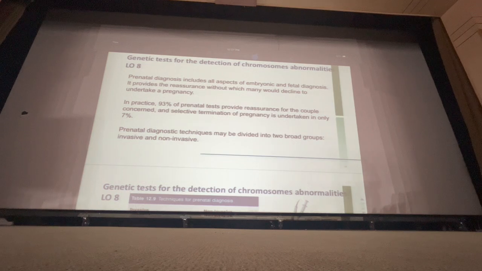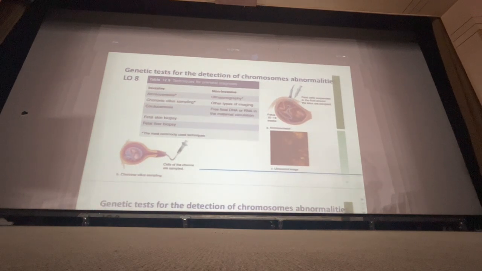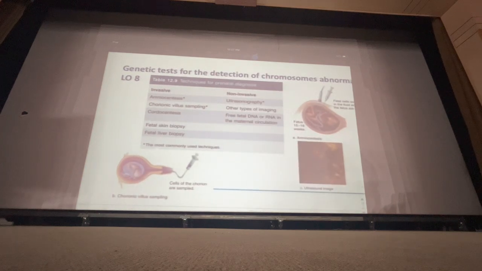So these are the genetic tests, which can be divided into invasive and non-invasive techniques for prenatal diagnosis, before-birth diagnosis of the baby. We have invasive and we have non-invasive. The invasive ones usually can cause harm and some distress to the mother and the baby itself. The non-invasive are easier techniques. So first we have amniocentesis, chorionic villus sampling, and chordocentesis.